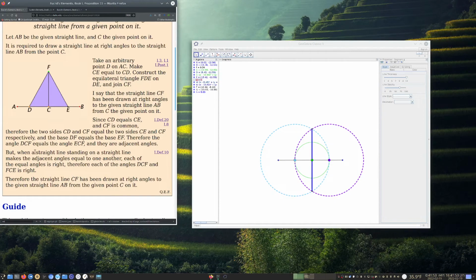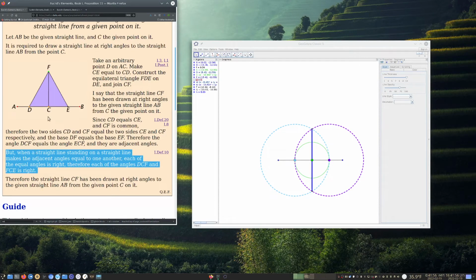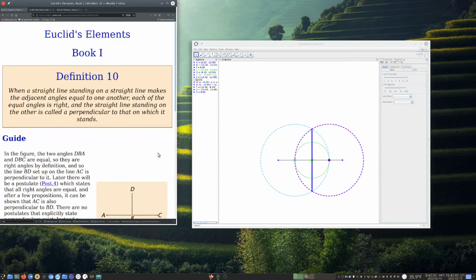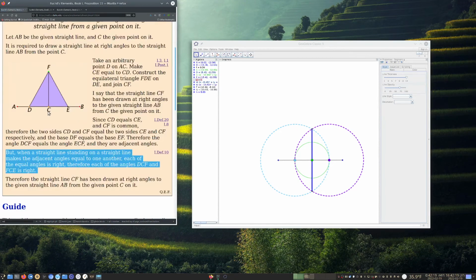Okay, so this argument about why these are right angles, that's interesting to me. So let's look at this. When a straight line standing on a straight line makes the adjacent angles equal to one another, each of the equal angles is right, and the straight line standing on the other is called a perpendicular. Okay, so almost by definition, because these two angles are equal, what it's saying is that if an angle plus itself equals a straight line, then it's a right angle. Okay, that's what definition 10 means.